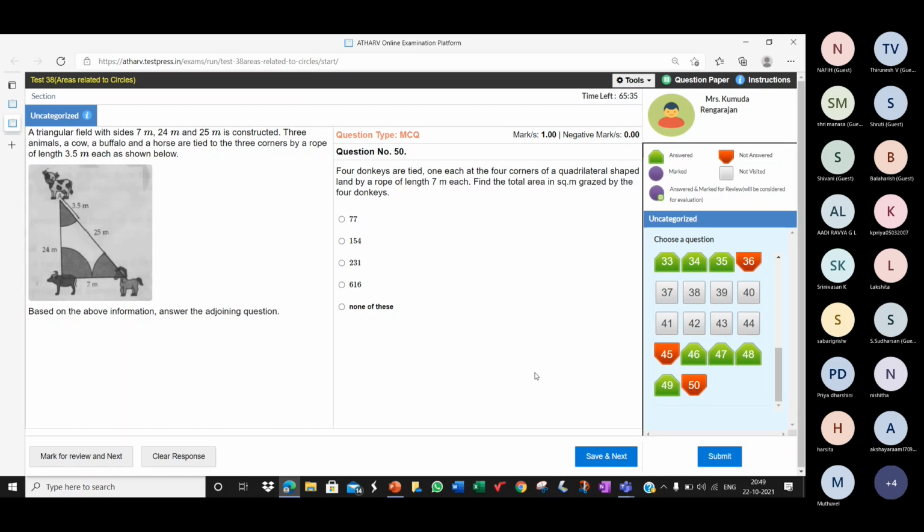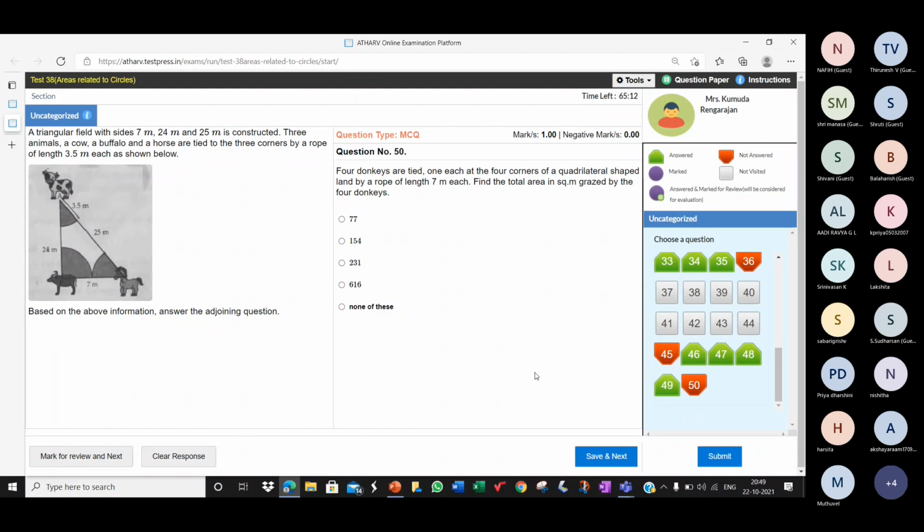Let's call the quadrilateral ABCD. There is a donkey tied at vertex A. What will be the area it grazes? Angle A by 360 into pi r square, ma'am. 90 by 360. Angle A by 360 into pi r square.